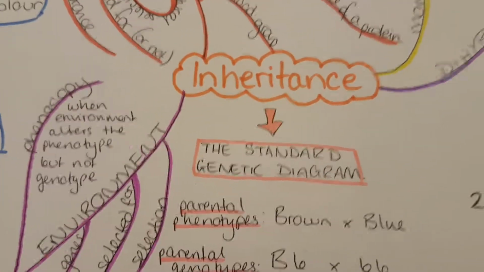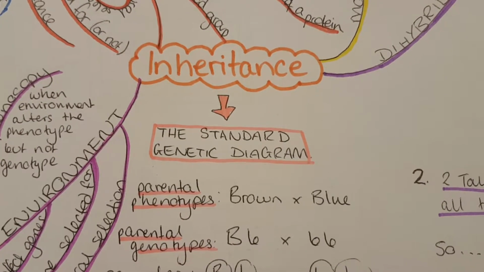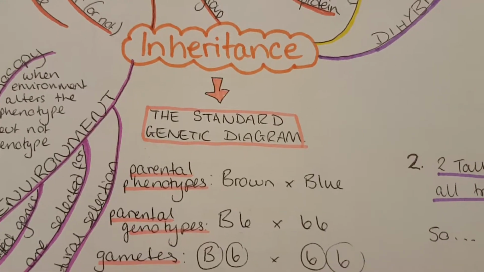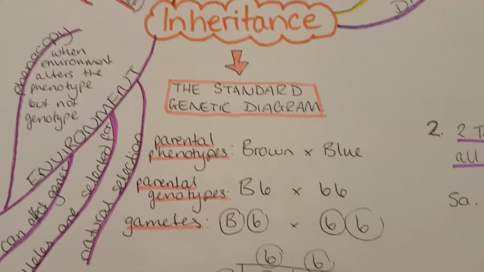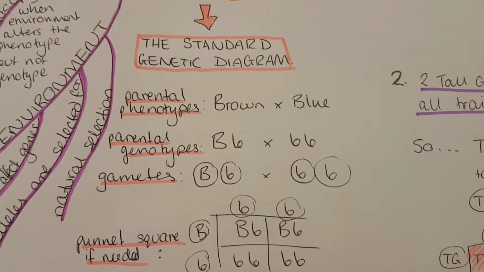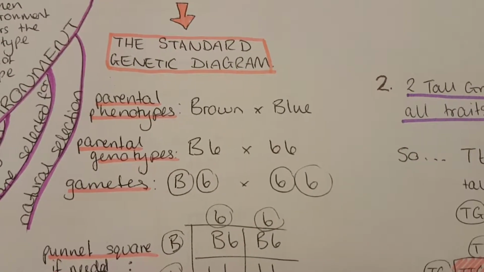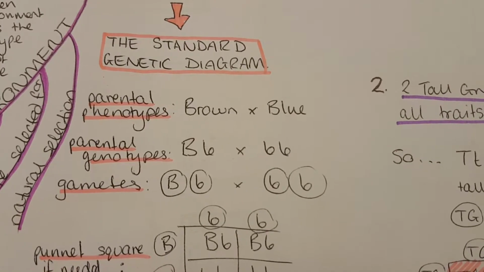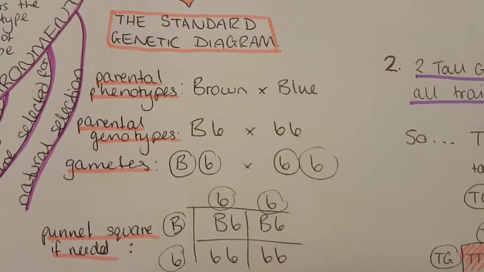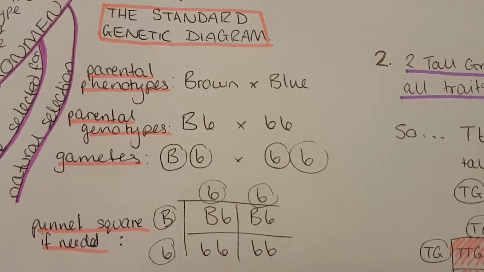Okay? Right, so inheritance. We need to know about how to predict what phenotypes offspring will be if we know what their parents' alleles are. So this is our standard genetic diagram, and it should always look like this. You always start with the parental phenotypes and parental genotypes. So up there we've got a brown-eyed parent and a blue-eyed parent. The brown-eyed parent is heterozygous, so it's got big B, little b. And the blue-eyed parent, because blue is a recessive trait, has both of the small recessive little b's.